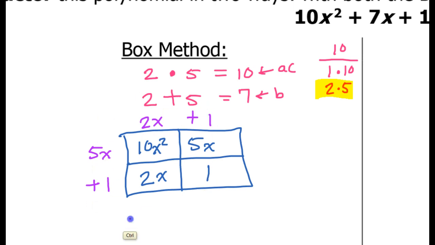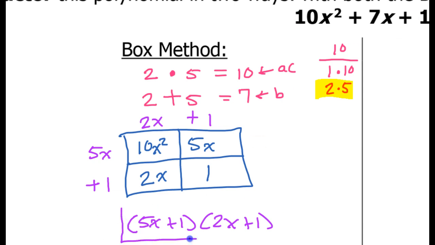So these purple numbers give me the two binomials that form the solution. So on the left I have 5x plus 1, and across the top I have 2x plus 1. So this is the factored form for the original trinomial. If I were to multiply these two binomials together and combine like terms, this is what I would end up with. Okay, so that is how you factor using the box method.